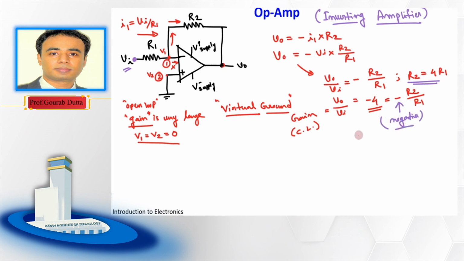This negative sign means that if you give plus 1 volt, then for this configuration with R2 by R1 equal to 4, it will become minus 4 volt. Plus 1 volt DC gives minus 4 volt DC. If it is a sinusoidal signal of 1 volt, then the output will be a sinusoidal signal of 4 volt, but with a 180-degree phase shift, or the signal will be inverted. That's why it is called the inverting amplifier. Is it clear to you?